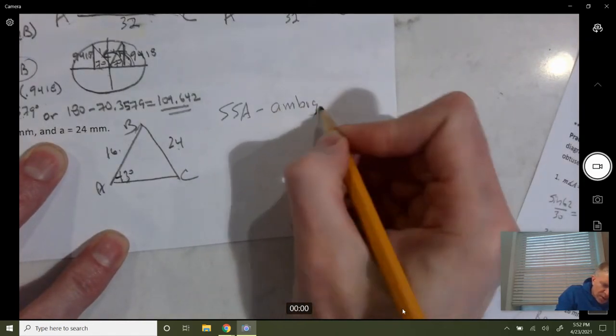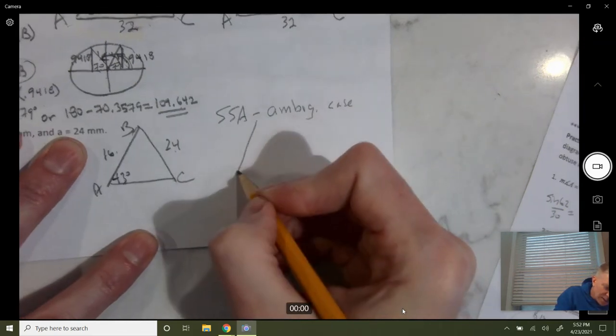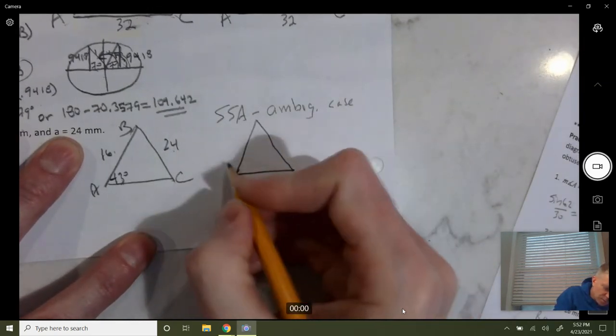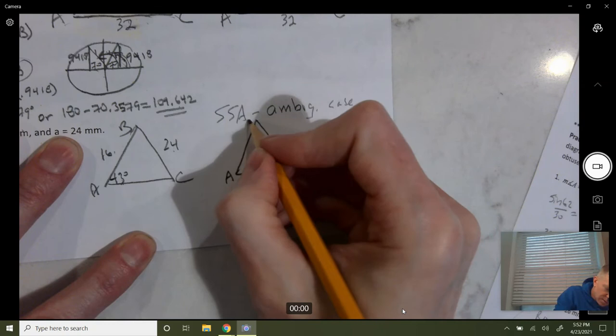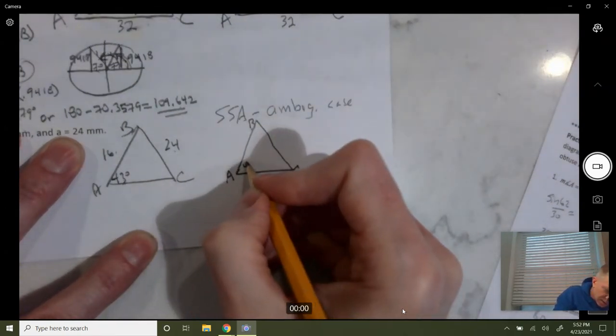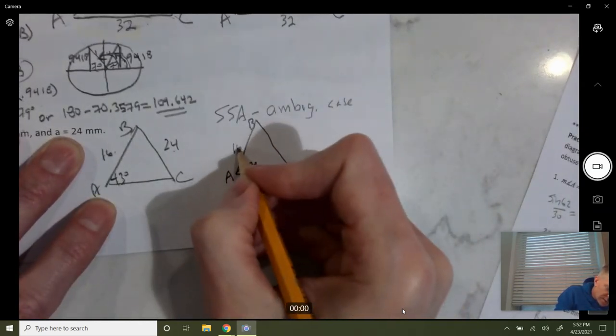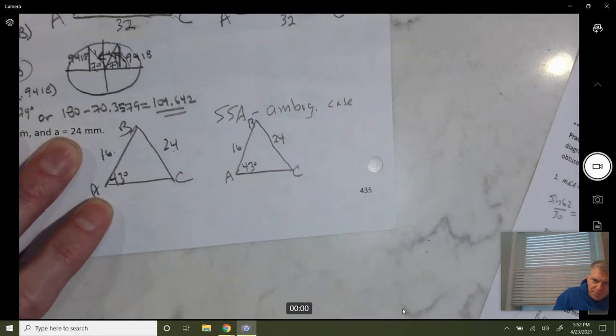What do you do? When you see that it's the ambiguous case, you immediately draw a second triangle. Don't worry about drawing to scale right now. I didn't give you a ton of space here. You might want to do this on a separate page. Everything, all the given information has to be the same.